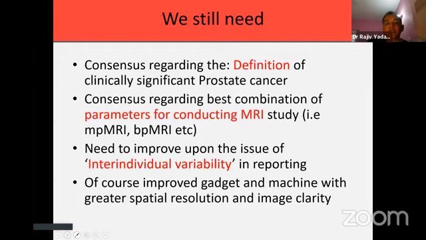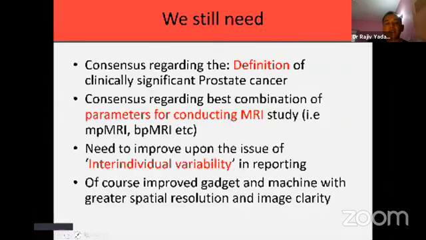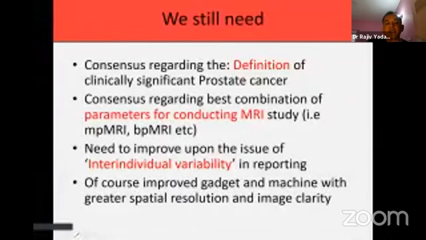Although the PI-RADS scoring system has made a big difference in the way reporting is being done, you will see that we are still not very objective in the way we report. So we are still using words like mild, moderate, severe, low risk, high risk. So these are more subjective terms. There is no objectivity in it. But I'm sure in future things will come where we will be more objective. So these are some of the things which we still want in MRI practice, but this is how science works.